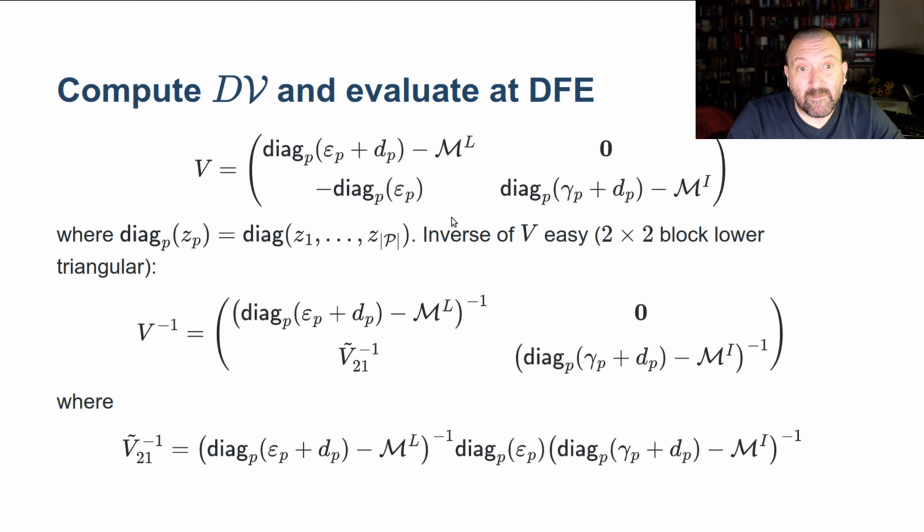Now this is a 2 by 2 block lower triangular matrix. It's quite easy to invert. There's a formula for that. And we get that the inverse of this matrix V is simply the inverse of the diagonal terms. Okay, they come here. And this lower non-zero block here takes this form. It's not simple, but it's a perfectly reasonable expression. Okay, so it's the inverse of this block times the diagonal here times the inverse of this block. Okay.